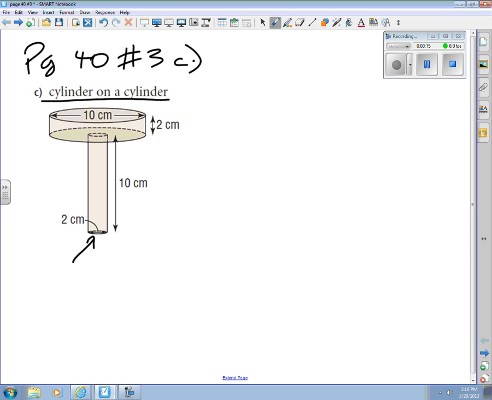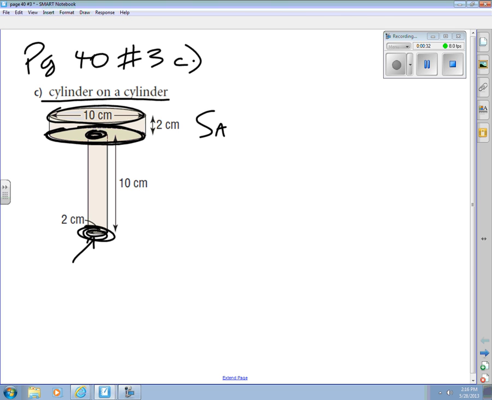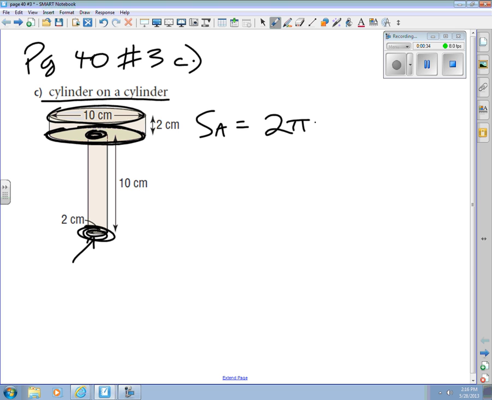Having said that, this little circle here is part of this big circle here, so I don't really need to calculate it. If I calculate this big circle and the bottom one, that includes this one. And then you don't have to worry about the fact that this one actually makes a hole. So I only need, for surface area, 2 pi r squared.